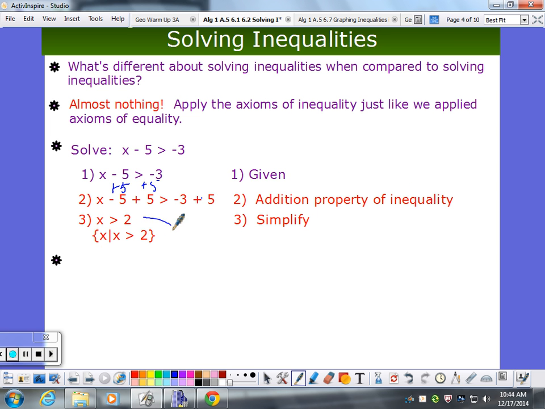Now look what I did here. What's this thing? What's that called? Set builder notation. It's an inequality. You can build a set of solutions because how many solutions are there to x bigger than 2? Infinite. So we're writing it using set builder notation. We're building a set of infinite numbers there. There are an infinite number of solutions for that. Okay?